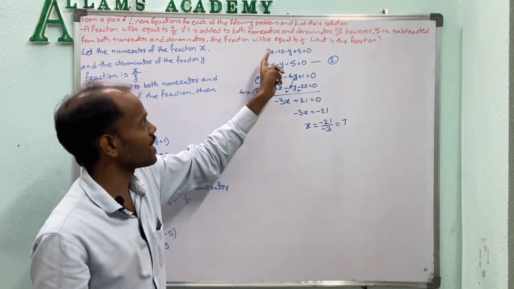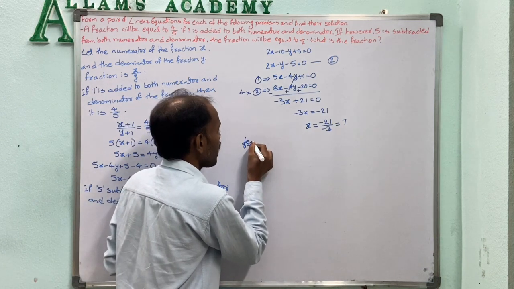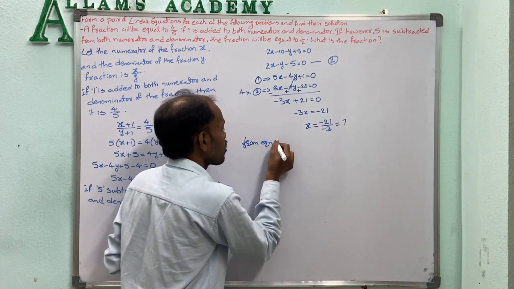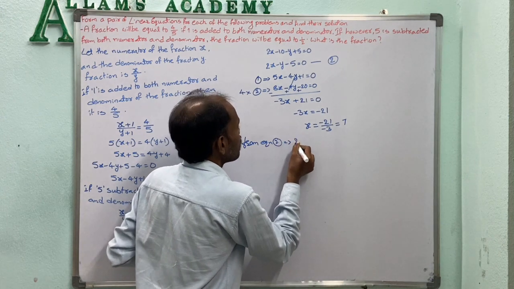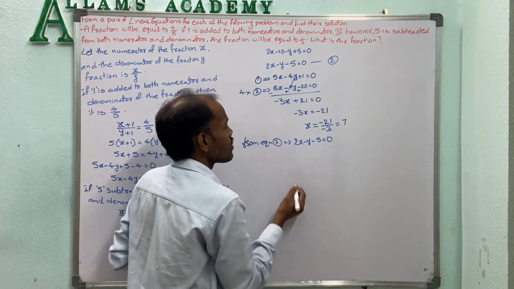Now we find the denominator. So in the second equation, if we substitute the x value, from equation 2, 2x minus y minus 5 equal to 0.